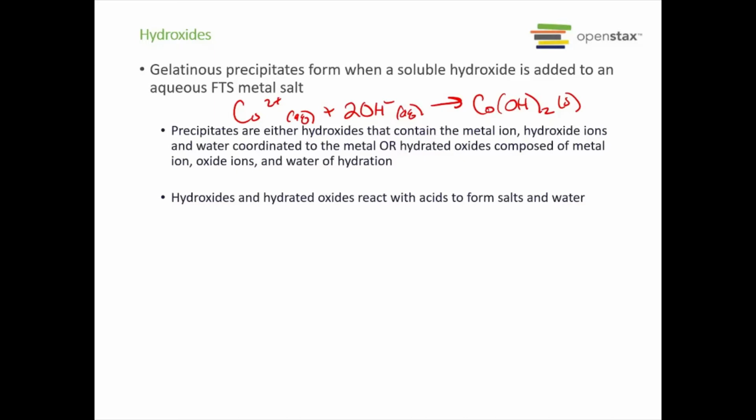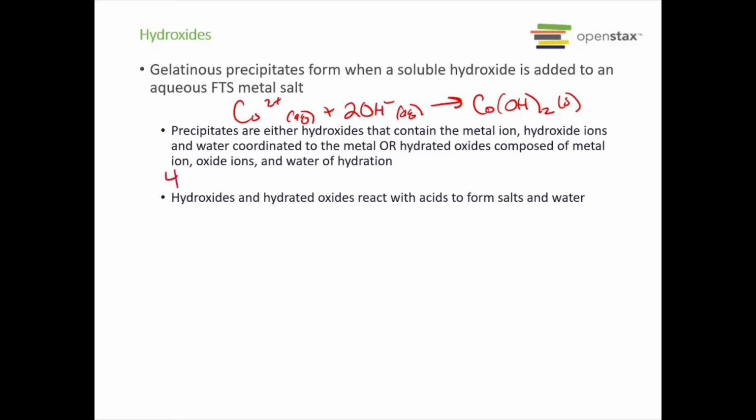or they can be hydroxide ions in water that are coordinated to the metal, or they could be hydrated oxides that are composed of the metal ion, oxide ions, and water of hydration. Now, hydrated oxides technically are not hydroxides, but both they and hydroxides react with acids to form salts and water, so they're included in this.